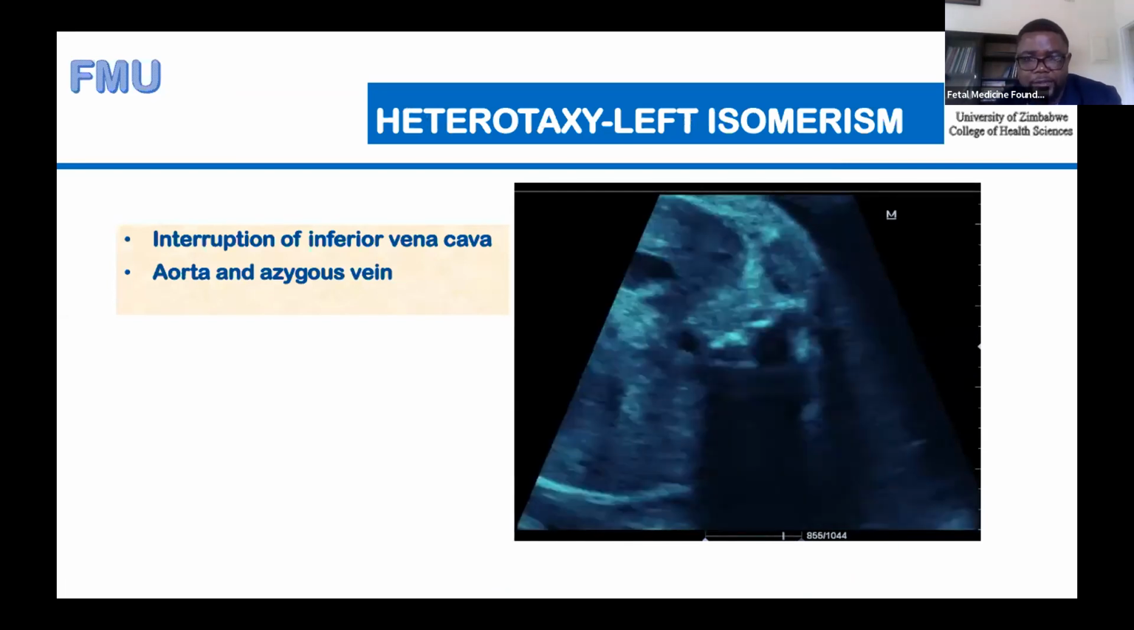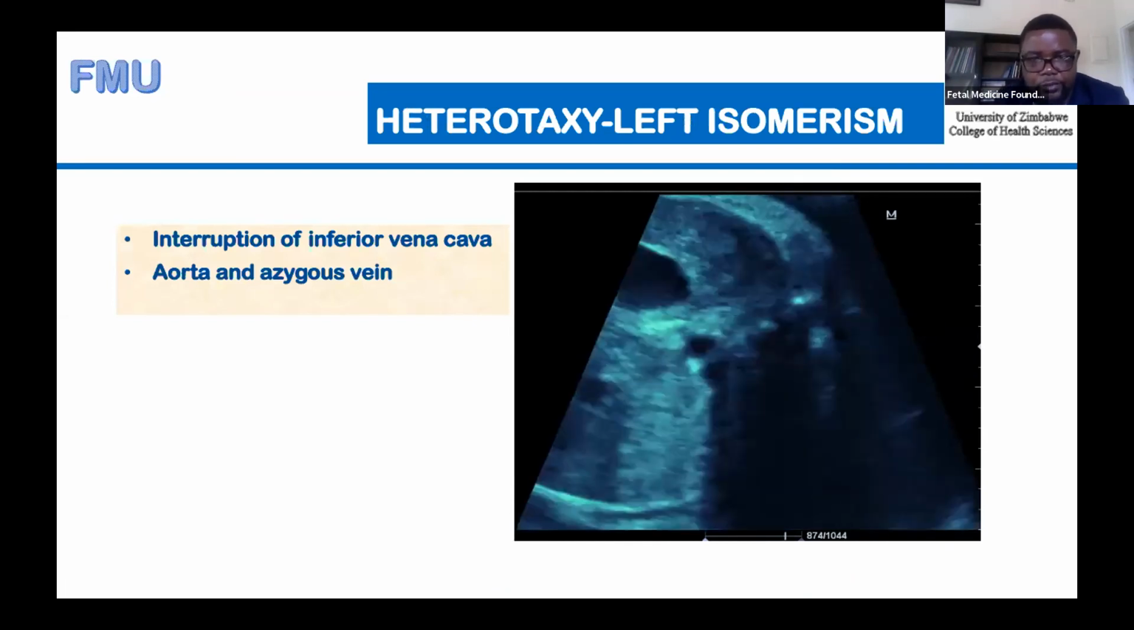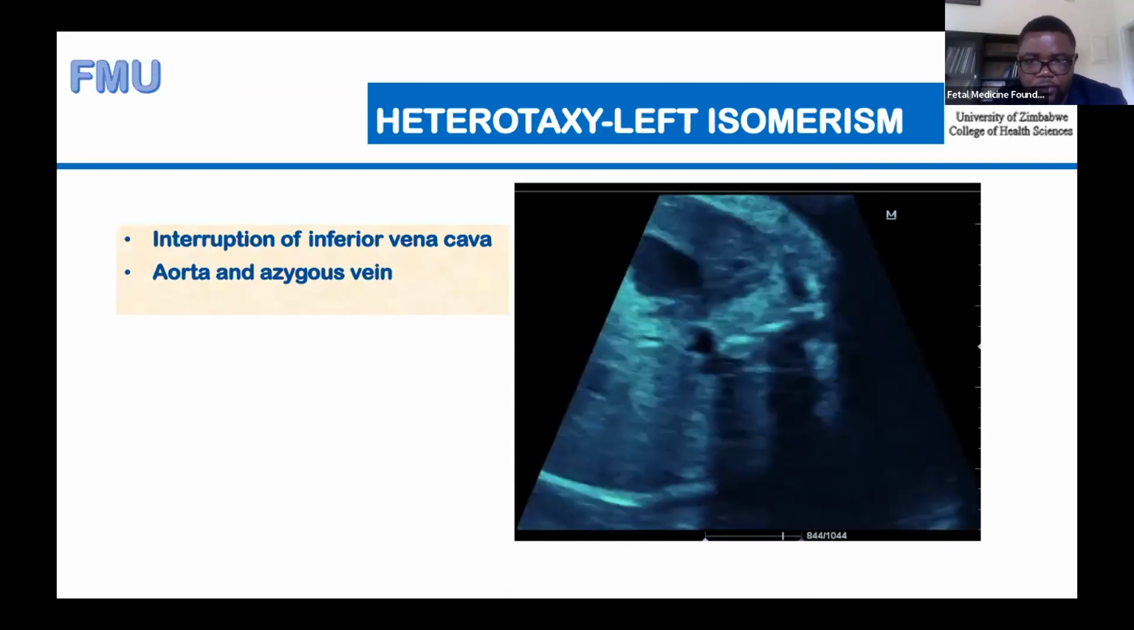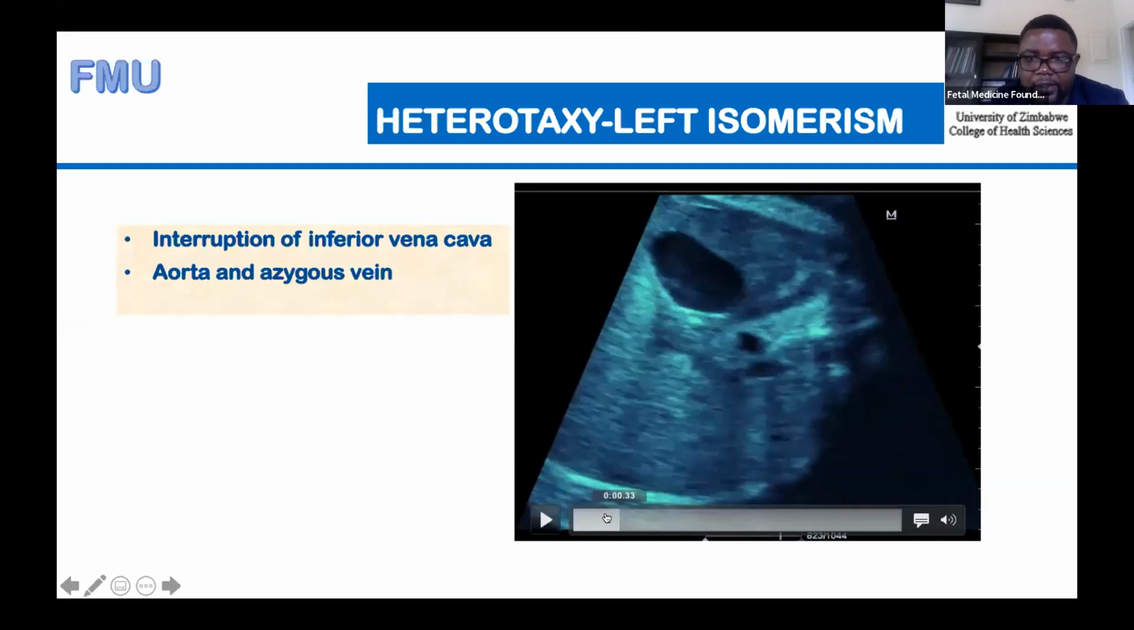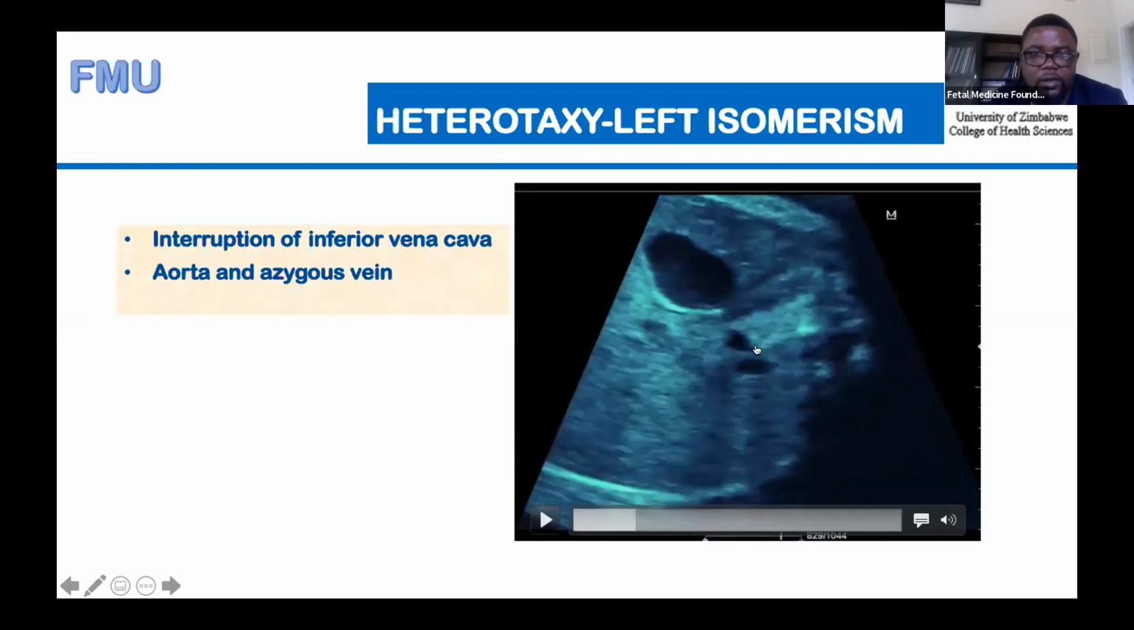If you look at the great vessels in that image, you are going to see that there are two big vessels close to each other, a situation we said should never happen. You can see here, this is the aorta, but there is another vessel just behind the aorta on the right. This cannot be the inferior vena cava. The inferior vena cava should be somewhere here. So in this case, this is an azygous vein due to the interruption of the inferior vena cava, which we see in heterotaxic conditions.